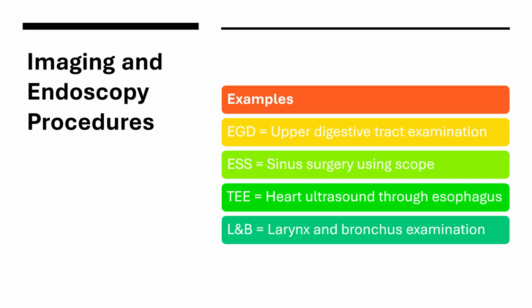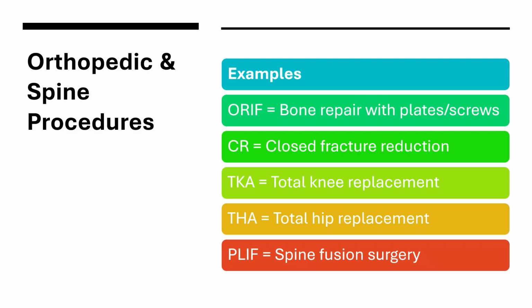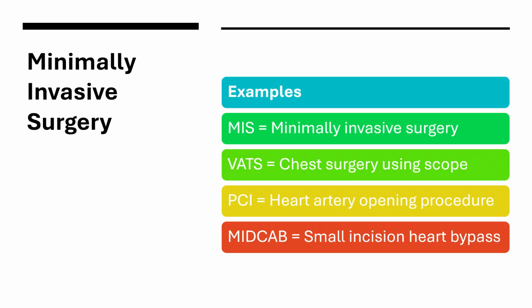These procedures use cameras or imaging tools to look inside the body. They help doctors diagnose and treat internal conditions without large incisions. These are orthopedic procedures related to bones and joints. Some involve full joint replacements, while others involve fixing fractures or fusing bones. Minimally invasive surgery uses small cuts and special instruments. This reduces pain, infection risk, and recovery time for the patient.